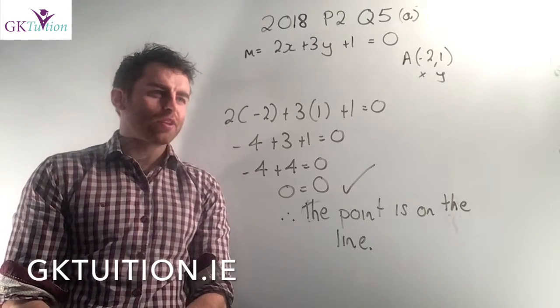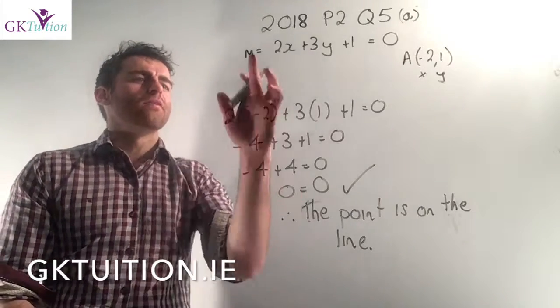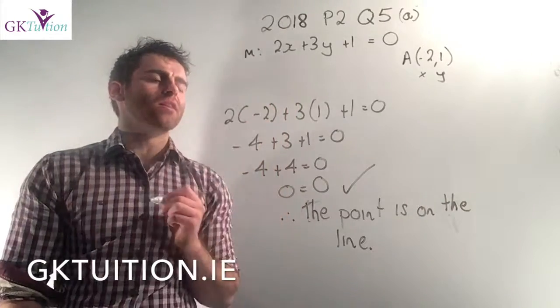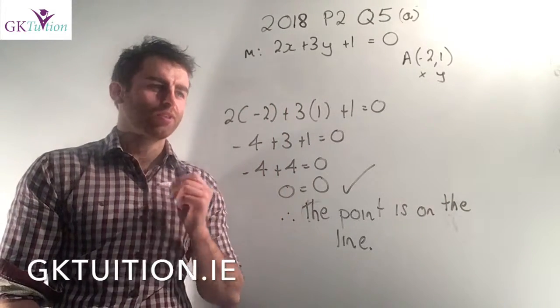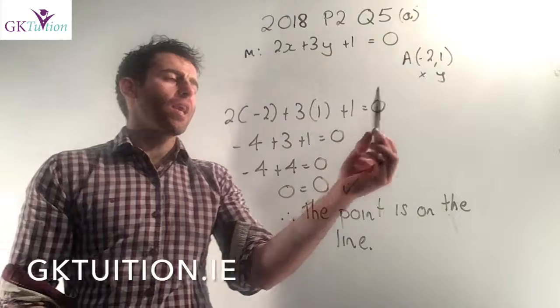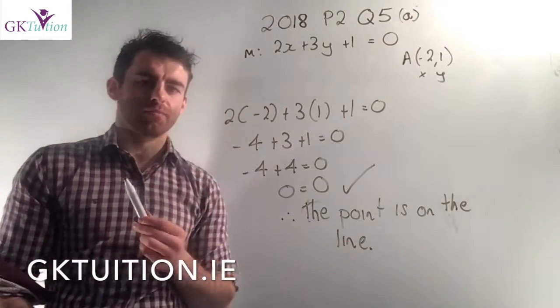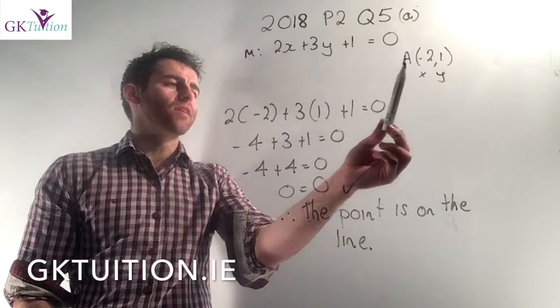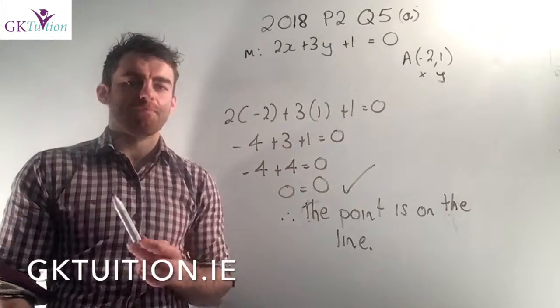The first part of this question is relatively straightforward. They've told you that M is the line 2x plus 3y plus 1 equals 0, and that A is the coordinate minus 2, 1. You're asked to verify that the coordinate A is on the line M.